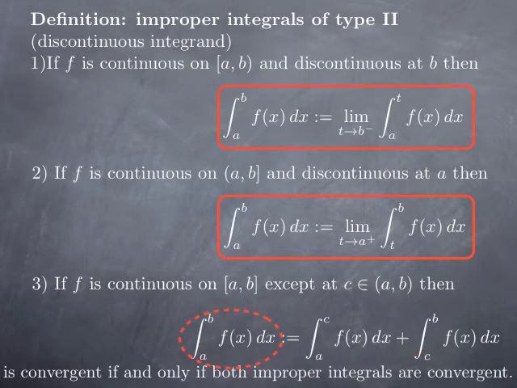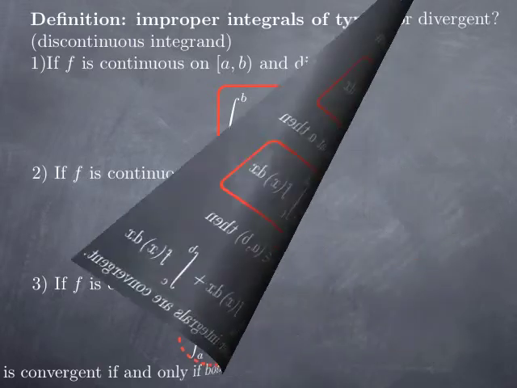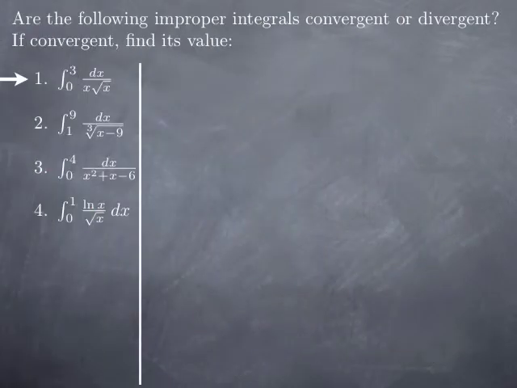So for this integral from a to b to converge, we need both pieces to be convergent. If one of them is divergent, that's enough for this integral from a to b to be divergent. Now let's go through a few examples to see how we can decide whether these kinds of improper integrals are convergent or divergent, and when they're convergent, find the value.